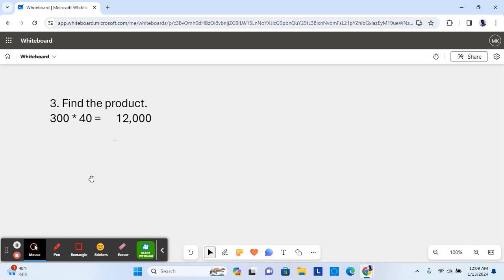And that's basically how you multiply numbers with zeros at the end of them.